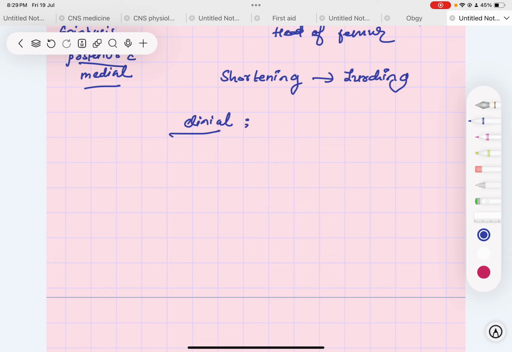So what will you see in the clinical presentation? First we have to identify the risk factors, that is asymmetrical skin creases will be seen on the thigh and gluteal fold.